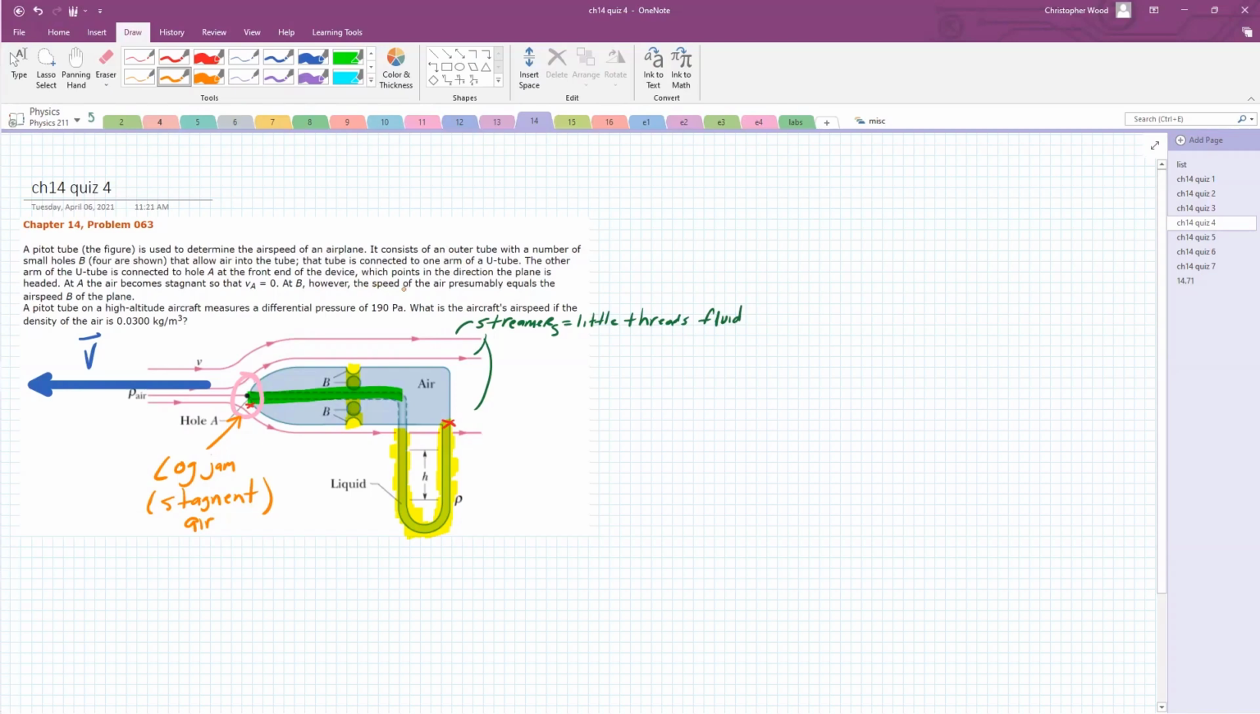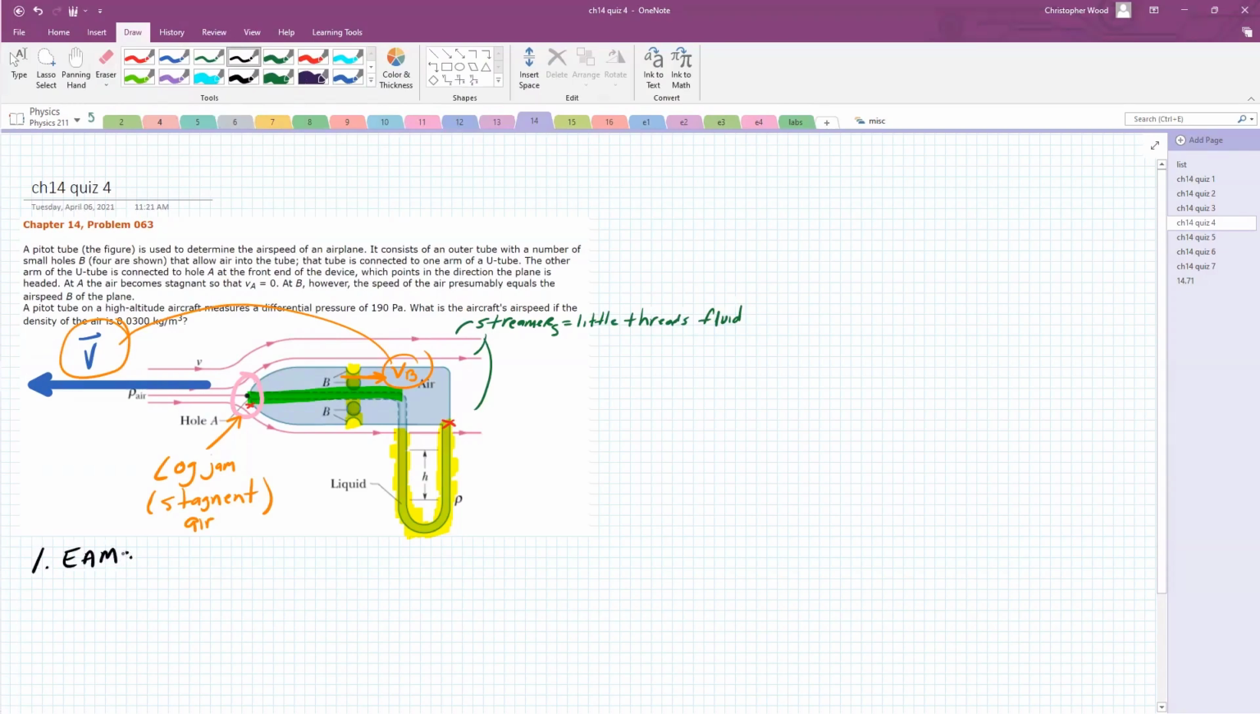Okay. At B, however, the speed of the air presumably equals the airspeed of the plane. So here at B, this is the velocity at B. Whatever this velocity is going to basically be the airspeed of the plane. Because if, for example, the air is going 100 meters per second to the right, it's because the airplane is going 100 meters per second to the left. So that's how these pitot tubes are designed. Okay, so we need to figure out what's the airspeed for this situation. Now is the formal introduction to Bernoulli principle, and we're going to start with EAM.